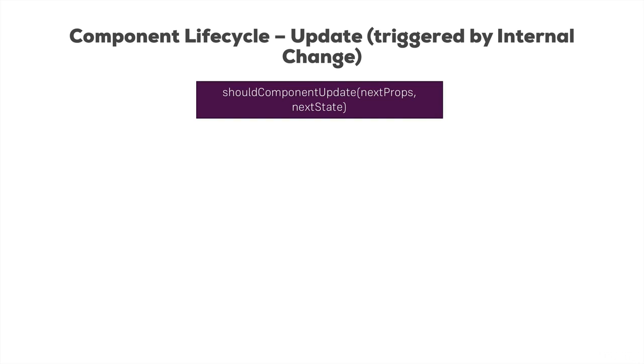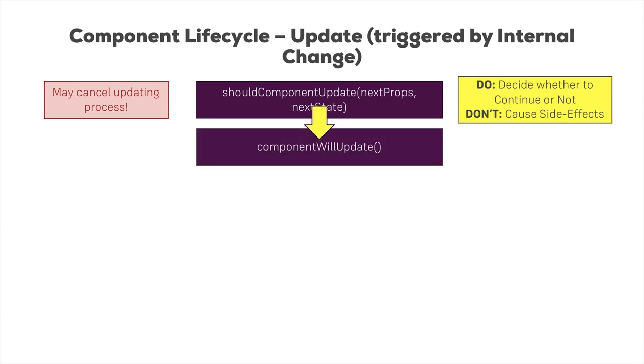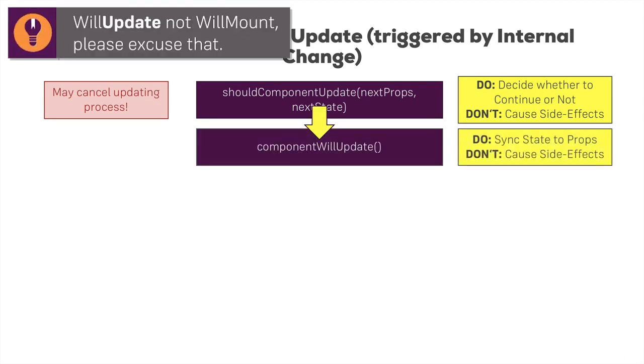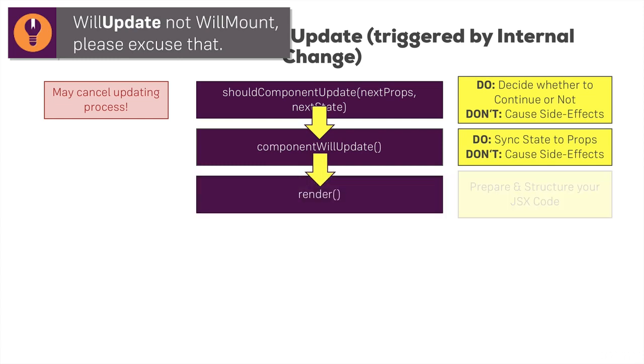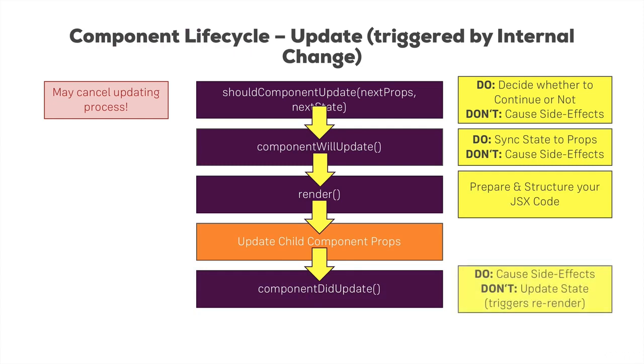Instead, we start right away with should component update and we get next props and next state here too. And just as before, we may cancel the updating process here. And as before, we should decide whether or not to continue, and we shouldn't cause side effects. So the logic is the same as before here. Thereafter, we reach component will update, and the logic is the same as before here. Then render, then we re-render all the child components, and did update at the end.